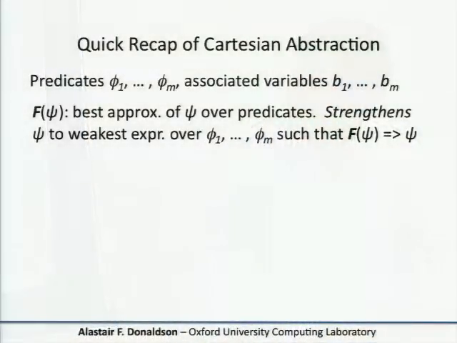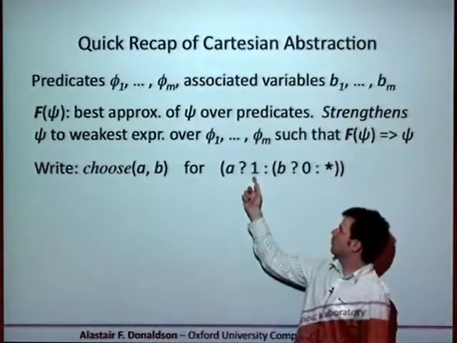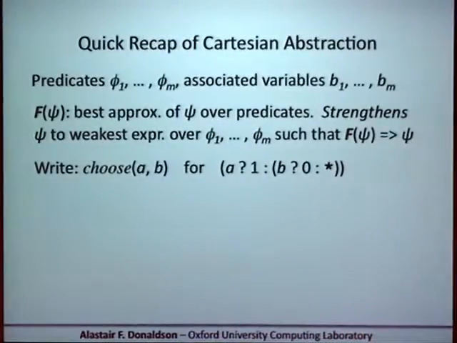So by f of phi, I denote the best approximation of the expression phi over our predicates. So f strengthens psi to the weakest thing we can express over the phi, such that f of psi will imply psi. And then what choose a comma b means is, if a is true, then 1, else if b is true, then 0, else star, where star is the non-deterministic expression.